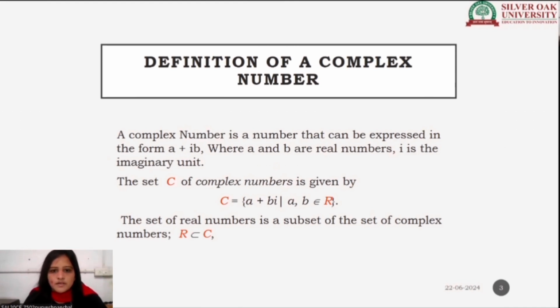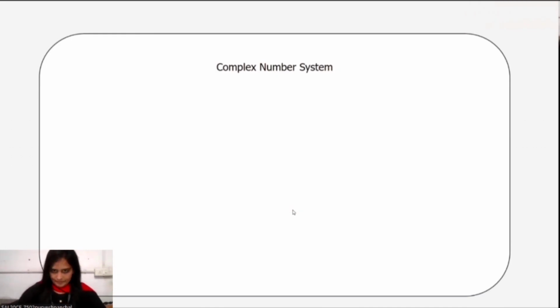A complex number is a number that can be expressed in the form a plus ib, where a and b are real numbers and i is the imaginary unit. Generally, the complex number is denoted by capital Z, and the set of complex numbers is denoted by capital C, where a plus ib, and a and b are real numbers. The set of real numbers is a subset of complex numbers. Now let us explore the complex number system.